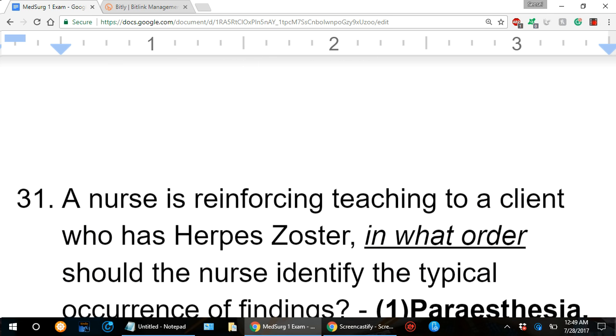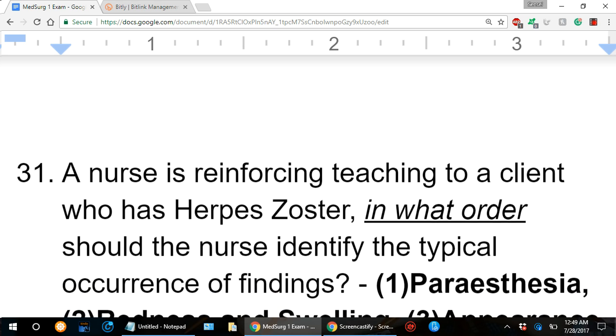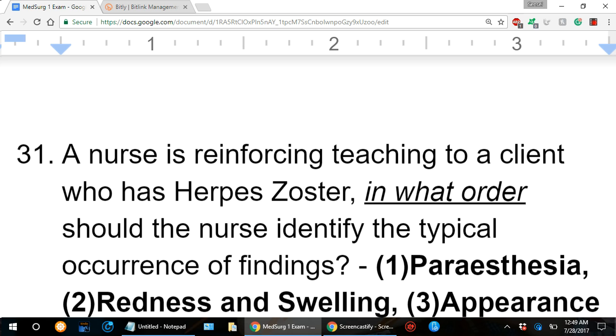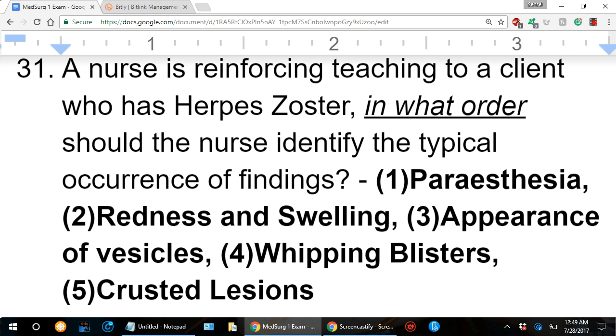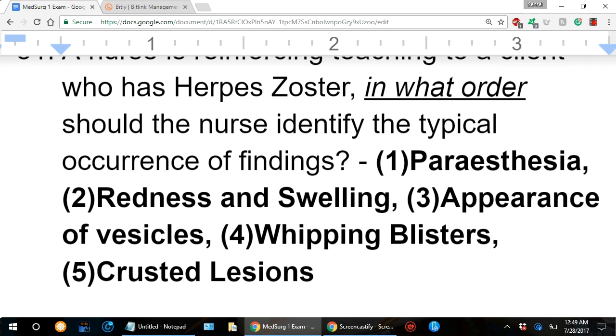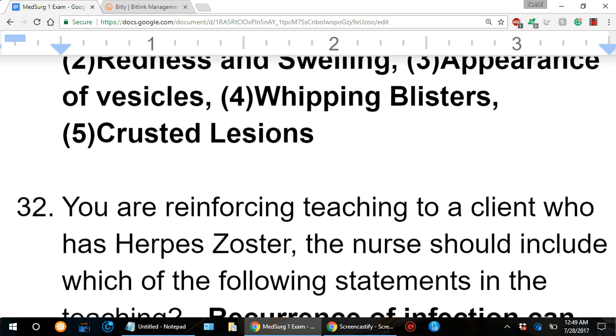31st. A nurse is reinforcing teaching to a client who has herpes zoster. In what order should the nurse identify the typical occurrence of findings? It should be paresthesia, redness and swelling, appearance of vesicles, weeping blisters, and clustered lesions.